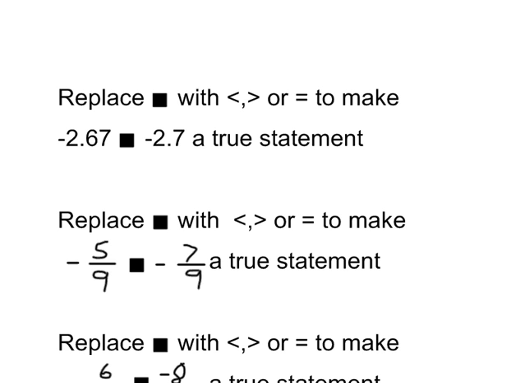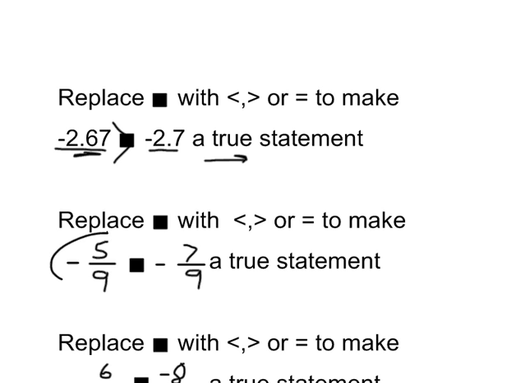Here we've got some more where we're just going to practice this. We're going to look at these, imagine them on a number line, a negative 2.7 and a negative 2.67. This number is actually bigger. It's further to the right on the number line. So negative 2.67 is larger than, or greater than, negative 2.7.